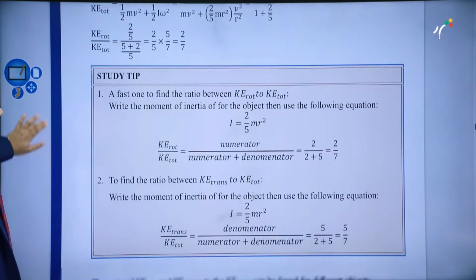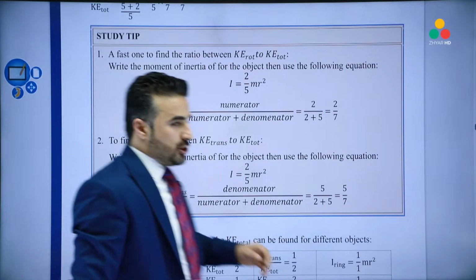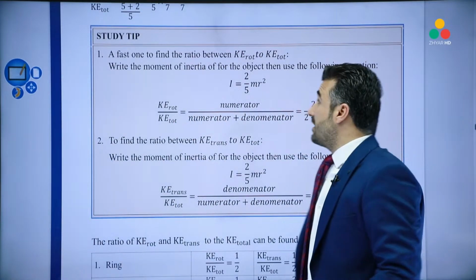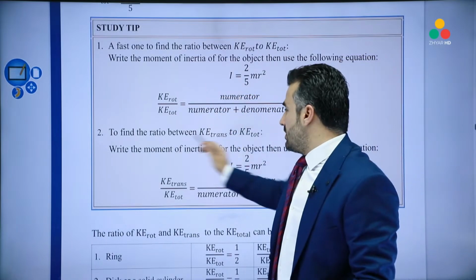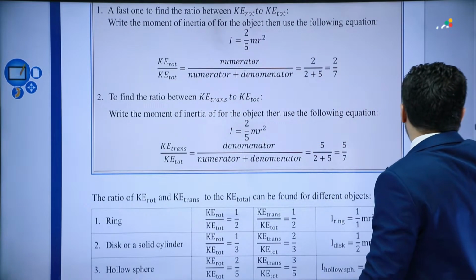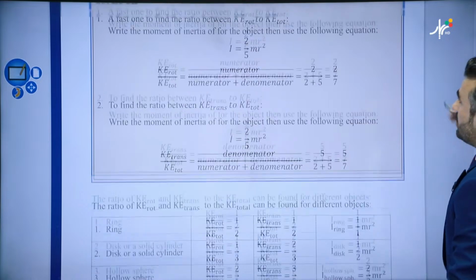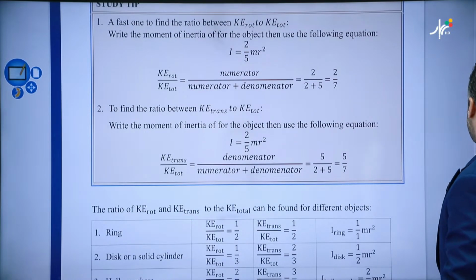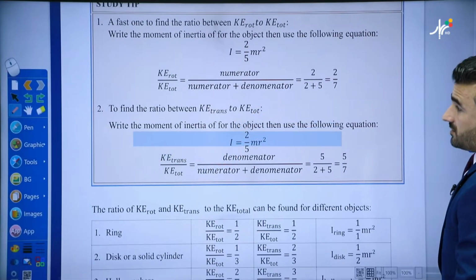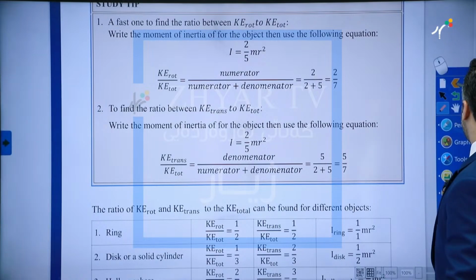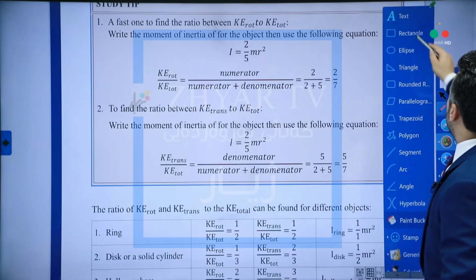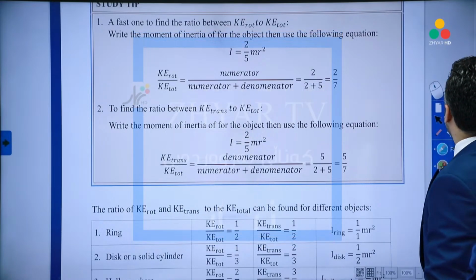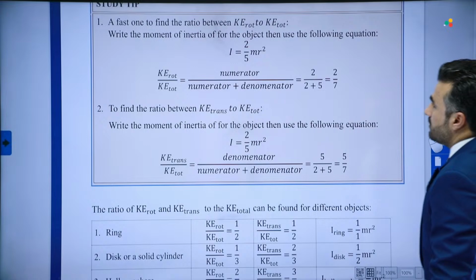Now, study tip: a fast way to find the ratio between rotational kinetic energy to the total kinetic energy, or the translational kinetic energy to the total. Remember this, try to highlight this tip. If you know this tip, of course, it will help you and saves you great time, by the way. What am I looking for? I'm looking for this rectangle here. So let's move this down maybe.